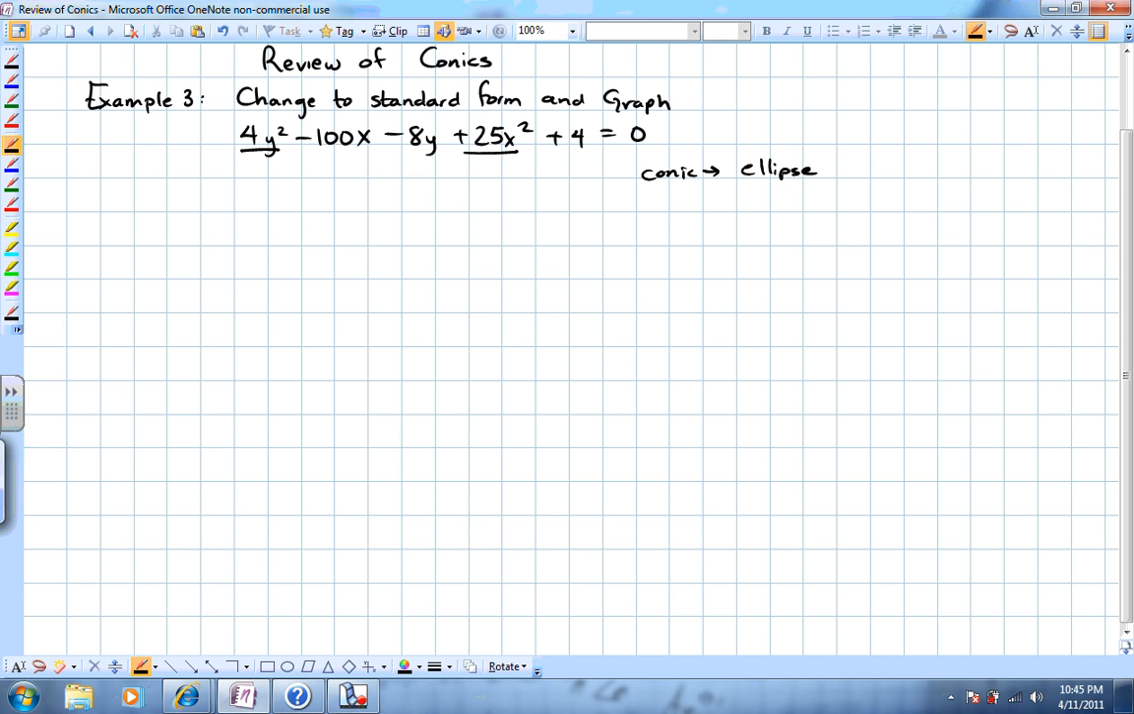Again, for hyperbolas, both x and y had to be squared, but the coefficients needed to have different signs for it to be a hyperbola. Same process as hyperbolas, we're going to complete the square. So let's go ahead and first group our x's and group our y's.